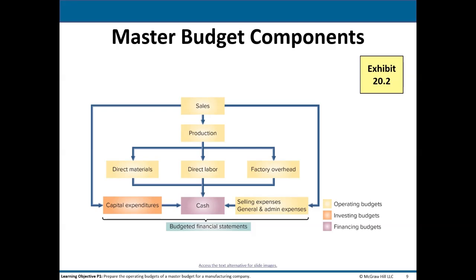The master budget includes individual budgets for sales, production, or merchandise purchases if you're not a manufacturing company, expenses, capital expenditures, and cash. The process ends with preparation of the budgeted financial statements.